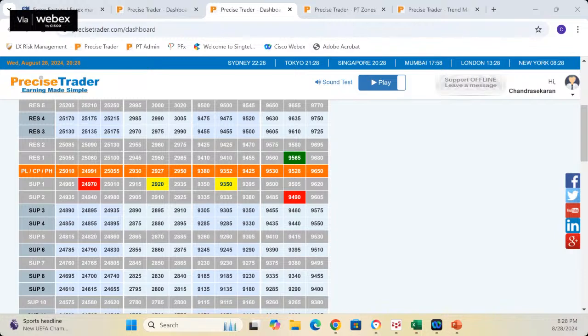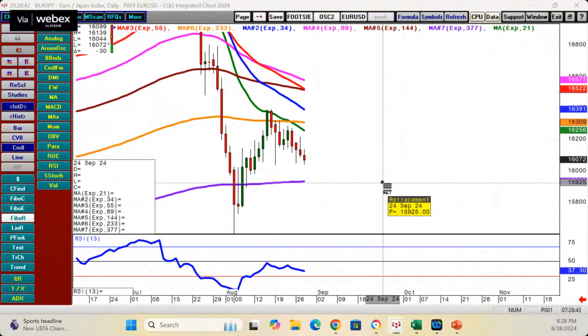Now we look at the chart. Then finally we take a trade.